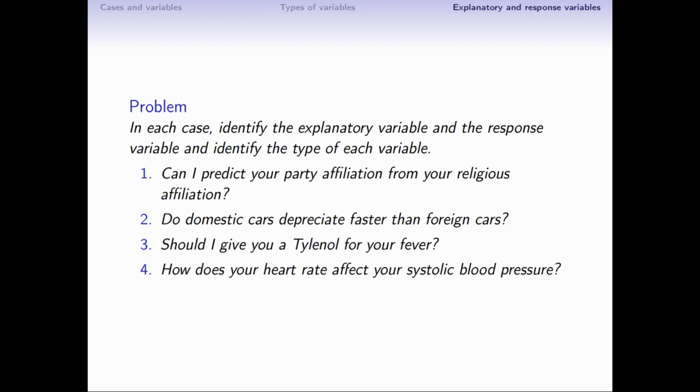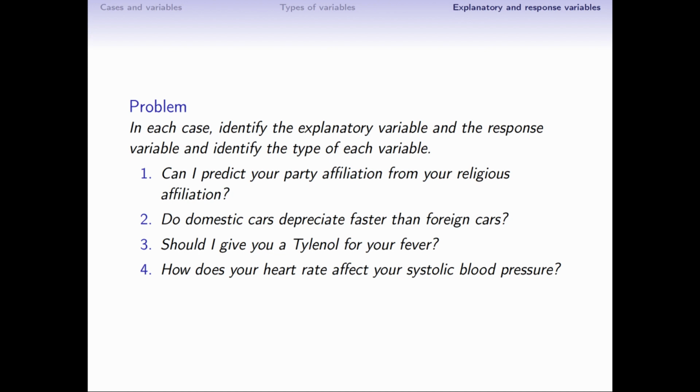So for example, knowing that you're Catholic, can I make a pretty good prediction about how you'll vote, which party you'll vote with in the next election? That's what this question is getting at. Now we'll notice in this example that each of the variables is a category. So we're trying to use membership in one category to explain membership in a second category. So 2 categorical variables in this case.